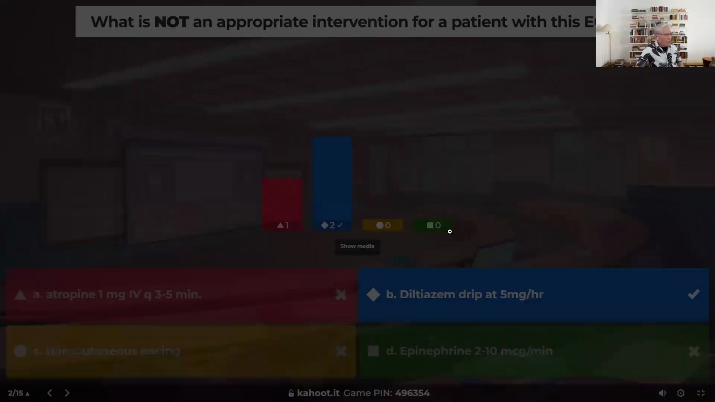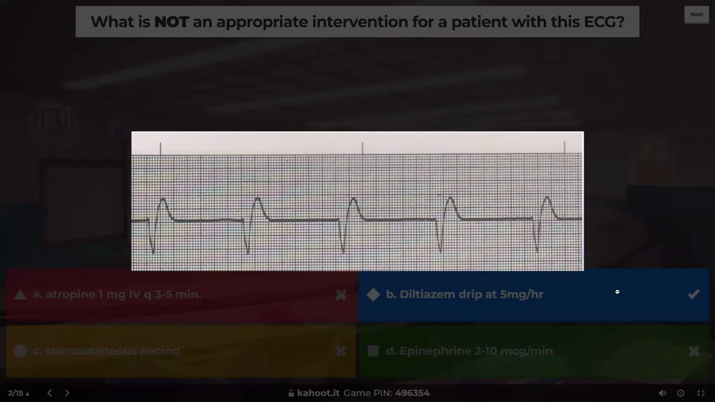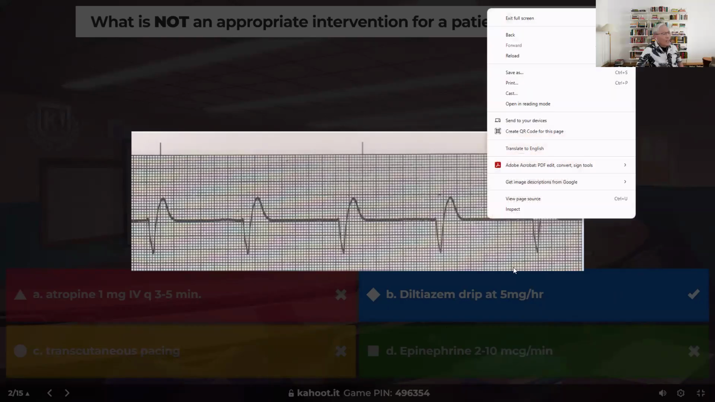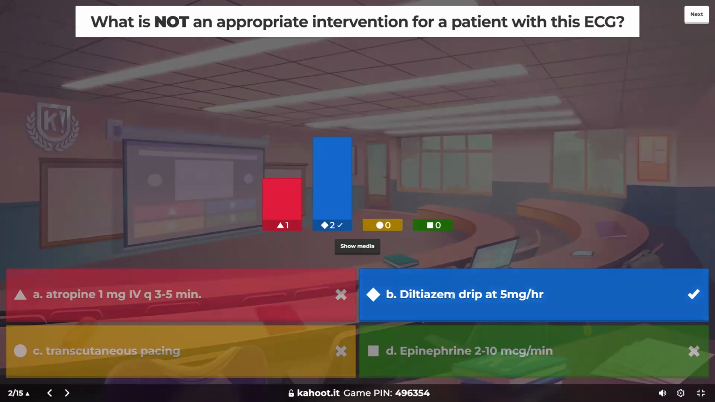All right, so let's go to the heart rate. What is the heart rate over here? What is our heart rate? 40? 40. So it's tachycardia or bradycardia? Bradycardia. Okay, very good. So if it's bradycardia, would atropine work? Yes.